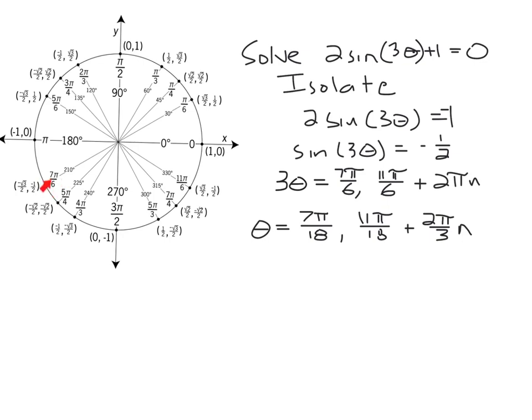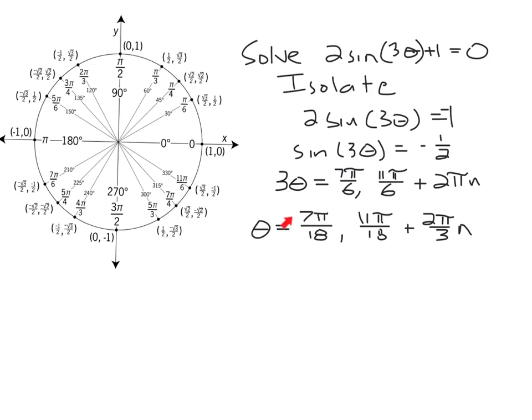So let's see. The 7 pi over 18 is a little less than pi over 2, so it's up here somewhere. And 11 pi over 18 is in here somewhere. It's hard to see exactly, but if you're at 7 pi over 18 and you go another 2 pi over 3 to here-ish, then you're also going to get a solution. And the same thing with 11 pi over 18, which, like I said, is around here somewhere. So you just kind of have to trust the process.